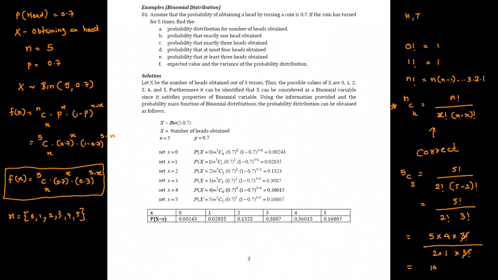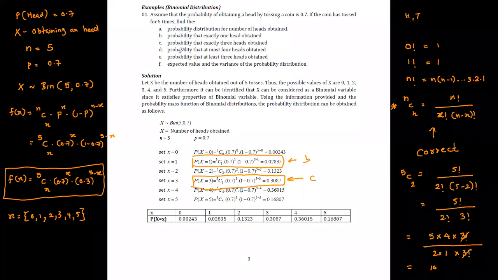But for parts B and C, if you wish to do the calculation again, for exactly 1 head, you have to follow this calculation for part B. And if you need to redo the calculation for part C, the probability that exactly 3 heads are obtained, here we have to use this as the calculation of part C.